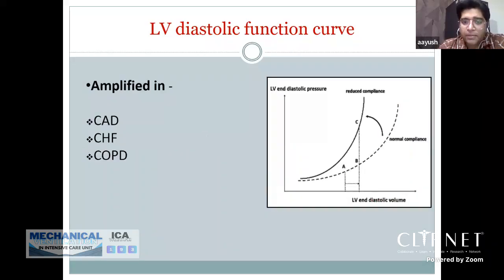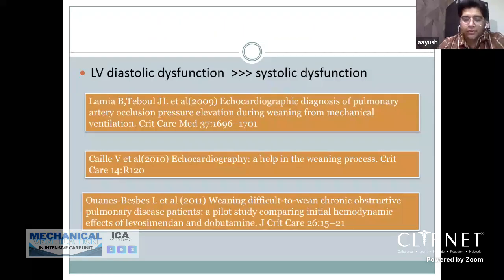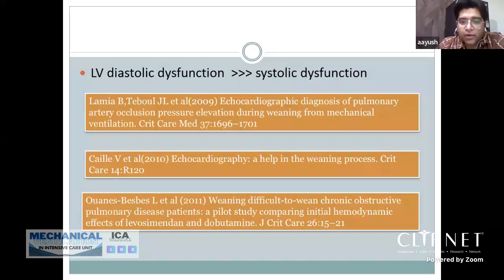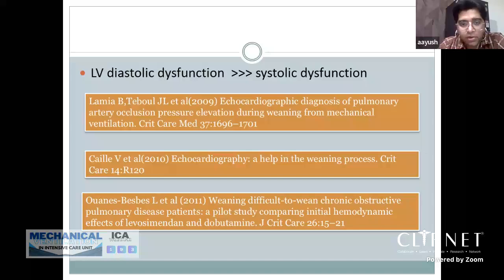This effect is particularly pronounced, amplified, in patients who have underlying coronary artery disease, CHF, as well as COPD, where you will find a leftward shift in the LV end-diastolic pressure curves. So basically, most of the studies found that it was probably the LV diastolic function which was the main culprit in patients developing weaning-induced pulmonary edema as compared to LV systolic dysfunction. So a patient may have a normal ejection fraction, or a mildly reduced ejection fraction, but this is not the main cause of weaning-induced pulmonary edema. The main cause of weaning-induced pulmonary edema is the development of increased LV end-diastolic pressures.